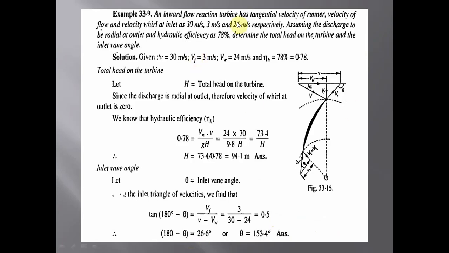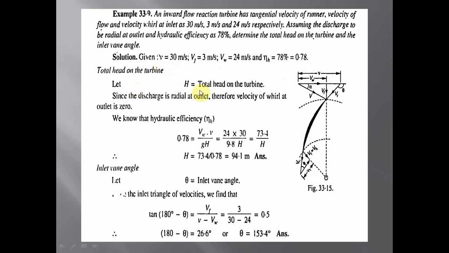So this is the fourth problem. An inward flow reaction turbine has a tangential velocity of the wheel, velocity of flow and velocity of whirl at inlet of 30 meters per second, 3 meters per second, and 24 meters per second respectively. Assume the discharge to be radial at outlet and hydraulic efficiency as 78%. Determine the total head on the turbine and the inlet vane angle. So given u is equal to 30 meters per second, Vf is equal to 3 meters per second, Vw is 24 meters per second, and hydraulic efficiency is 78%, that is 0.78.